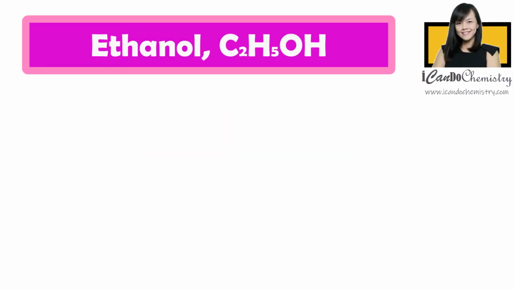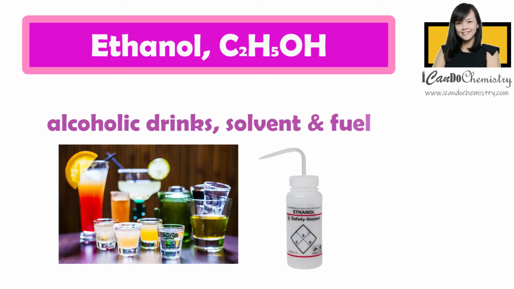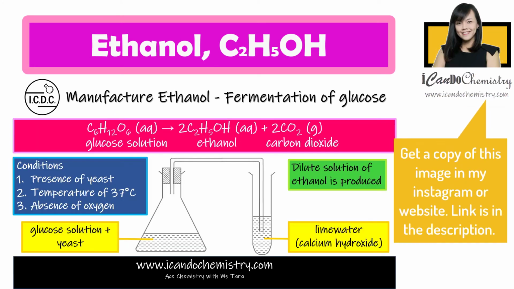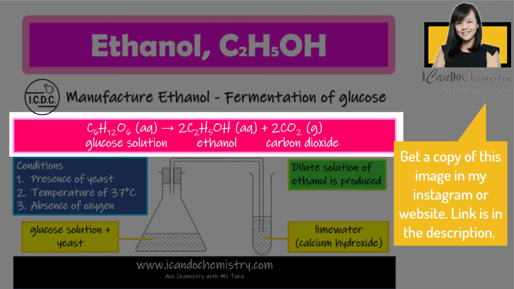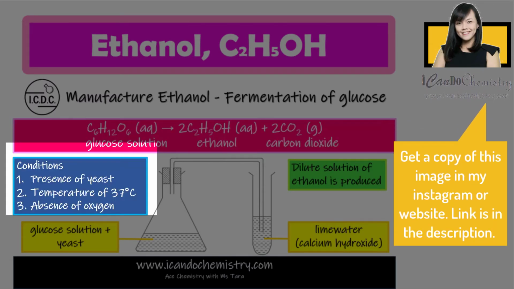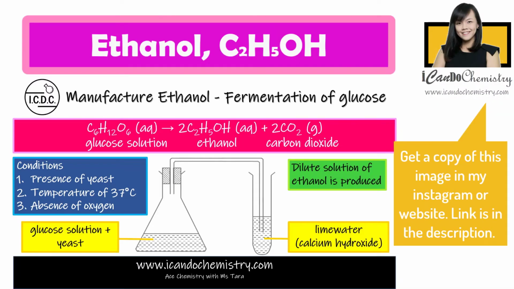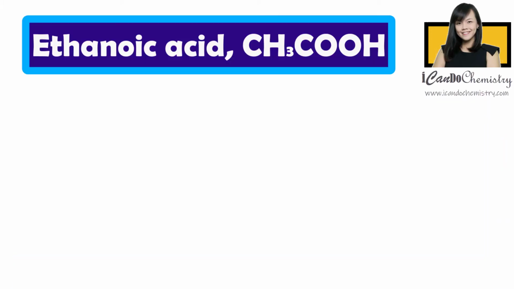Number 31. Ethanol. Chemical formula C2H5OH. Ethanol, the only alcohol that is used in alcoholic drinks. Ethanol also serves as a good solvent and fuel. Ethanol can be made through fermentation process. Glucose solution is converted into ethanol in the presence of yeast at a temperature of 37 degrees Celsius and absence of oxygen. Ethanol undergoes oxidation to form the next substance, ethanoic acid.